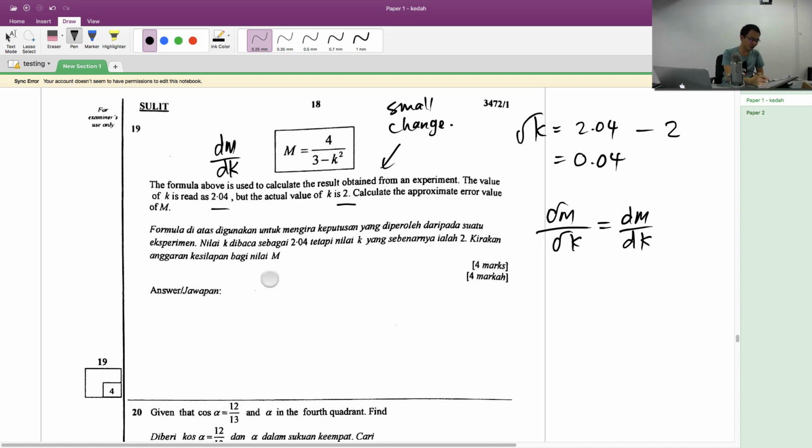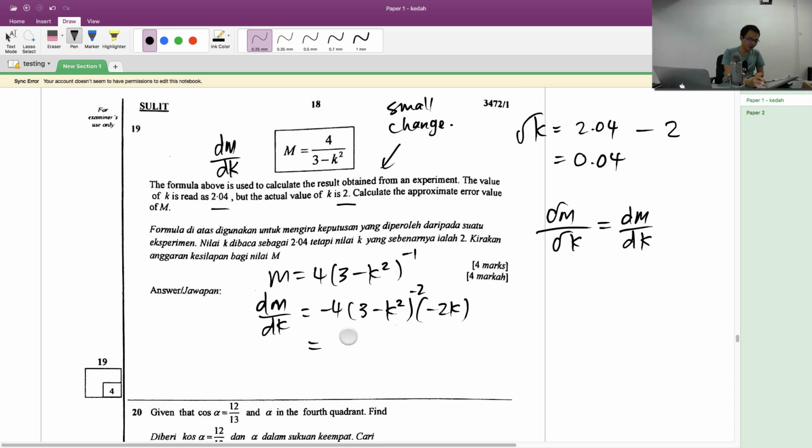So I will need to differentiate this one. Before I differentiate, I will simplify it: 4 times (3 minus k squared) to the power of negative 1. Then I will say dm/dk: the negative I move in front, becomes negative 4, (3 minus k squared), I differentiate 3 minus k squared, I will get negative 2k. Minus 1 again, minus 2. So this one I will get 8k over (3 minus k squared) squared. Alright, this is my dm/dk, and this is just a simple differentiation.